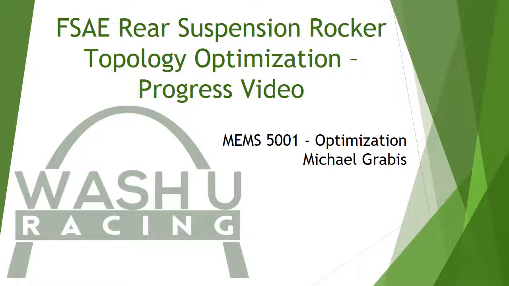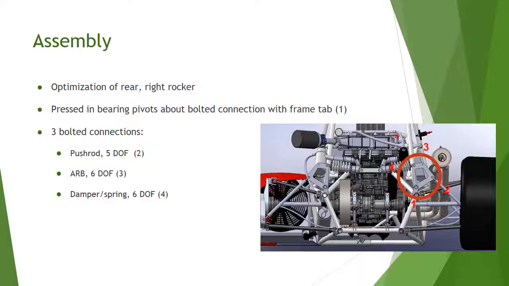This is the progress video for the FSAE rear suspension rocker topology optimization for MEMS 5001. I'll start off with the assembly the rocker is part of.